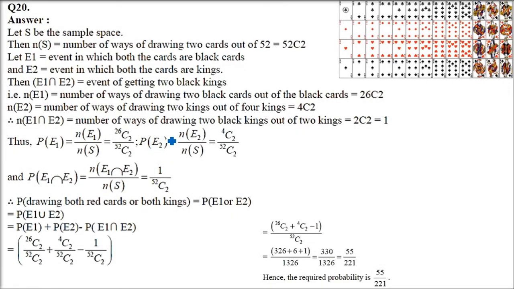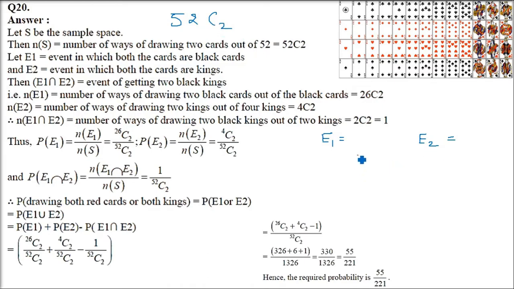Next one is on cards. 2 cards are drawn from a well shuffled pack of 52 cards. Find the probability that either both are black or both are kings. So first, our events are E1 and E2. E1 is the event where both the cards are black cards. E2 is the event where both the cards are kings.